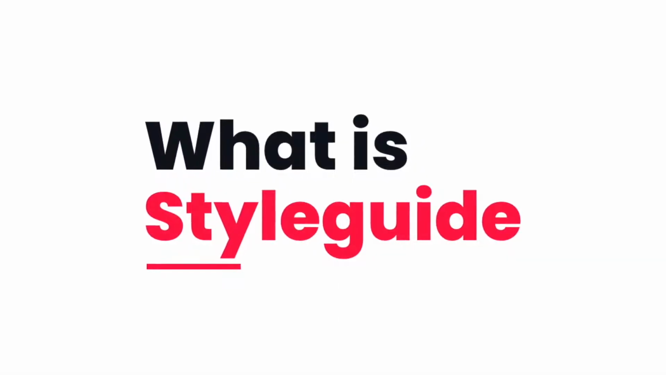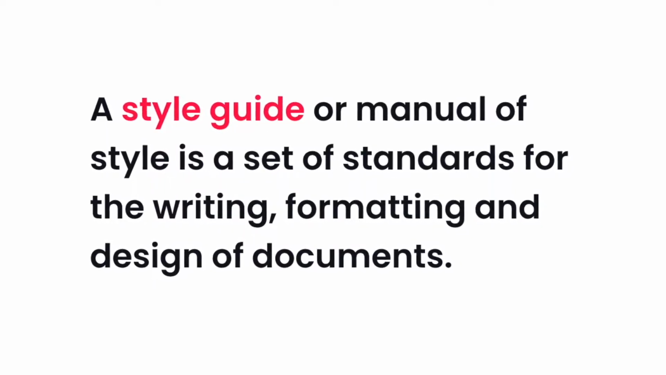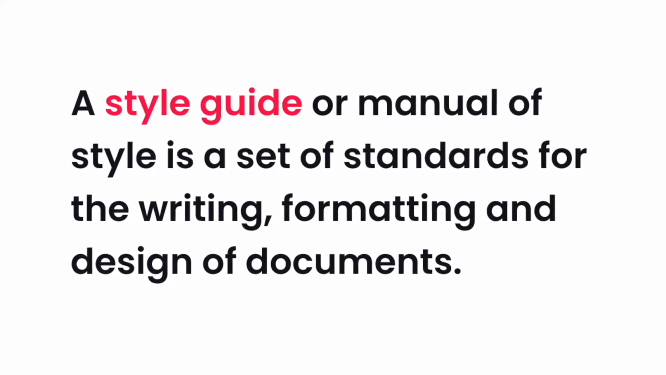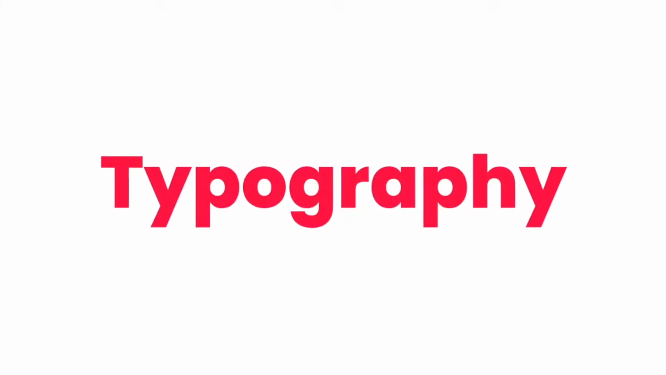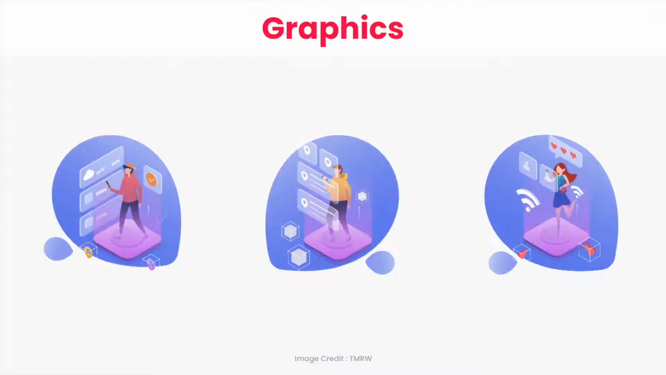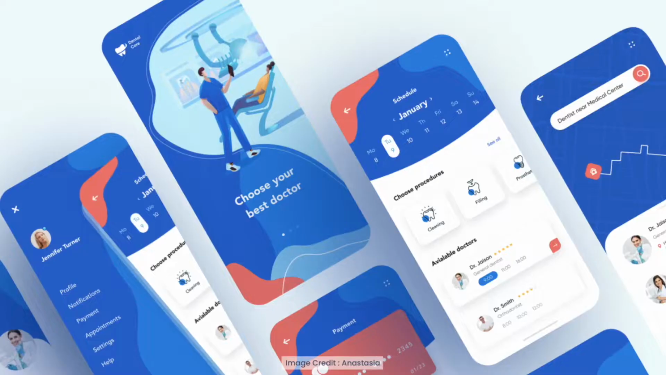What is a style guide? A style guide or manual of style is a set of standards for the writing, formatting, and design of a document. The style guide is a standard of your design in which we define all our design elements like typography, icons, design elements, form elements, and graphics, so that by using a style guide, multiple designers can make their designs very easily and very fast, and all their designs will have consistency.